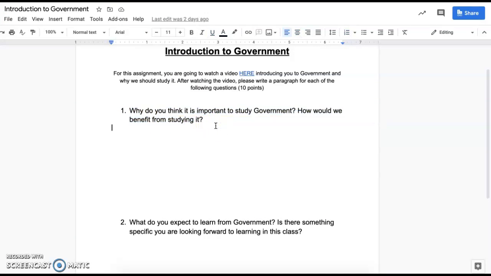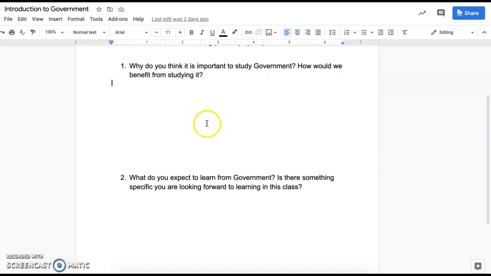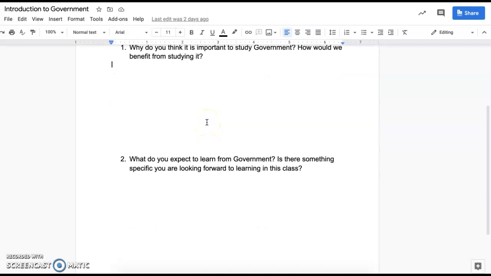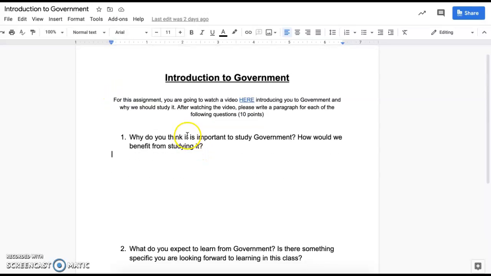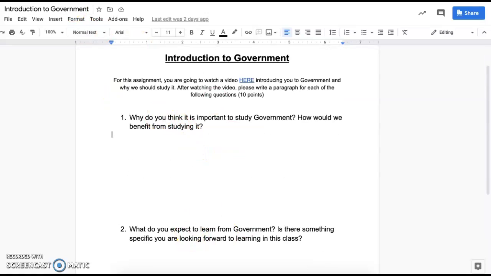Why do you think it's important to study government? How would we benefit from studying it? And then secondly, what do you expect to learn from this class? Is there something specific you are looking forward to learning in this class? I'm interested to see what questions you guys have, and hopefully we can answer them throughout the semester. This is worth 10 points. Each question is worth 5 points. Quick little simple points that you guys can earn here for the assignment.